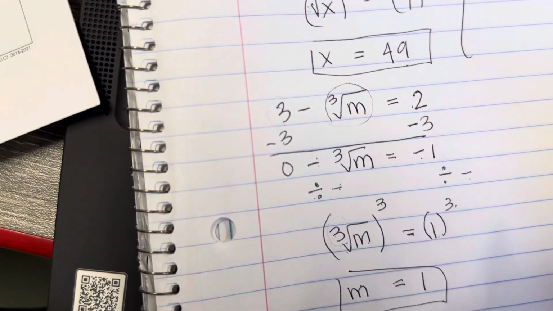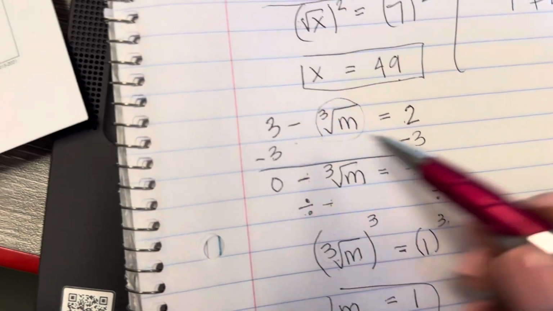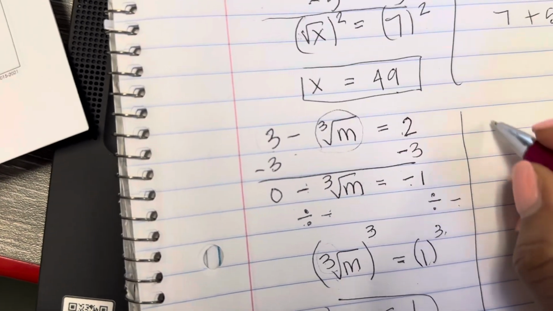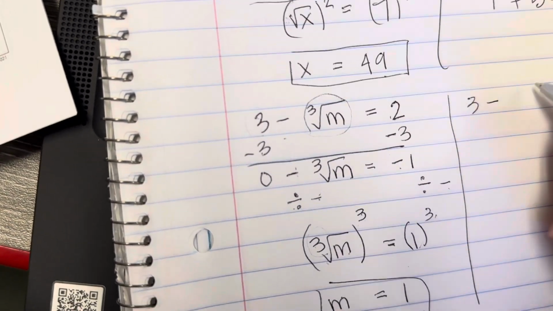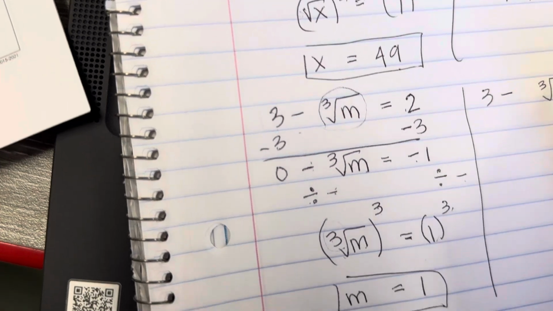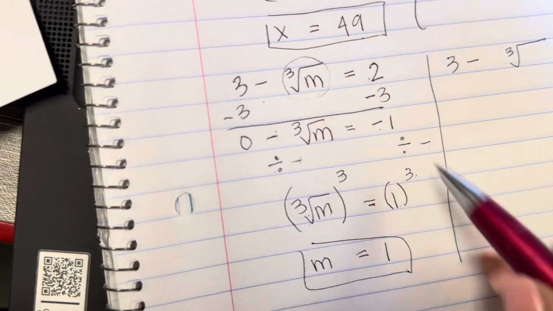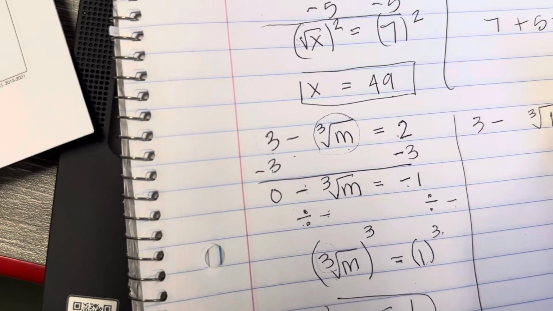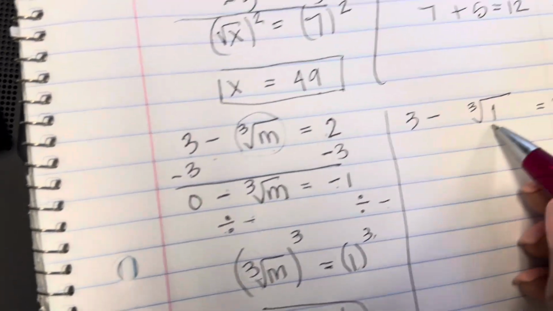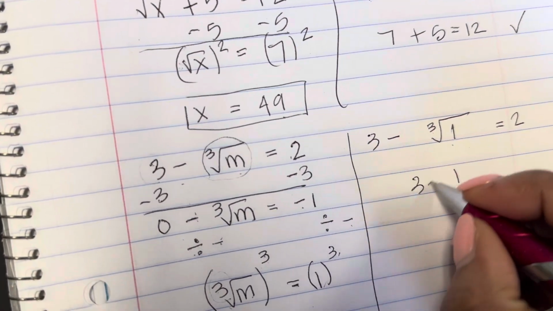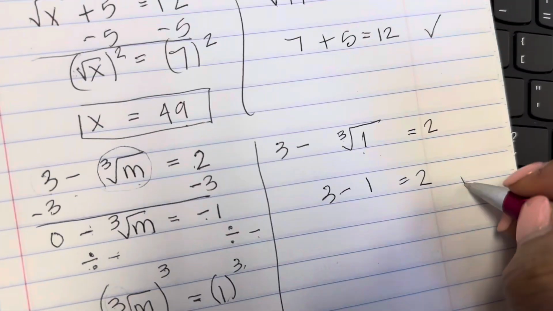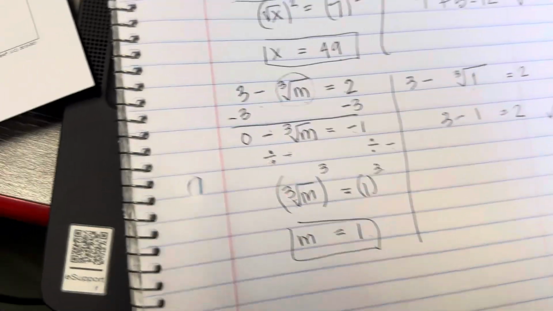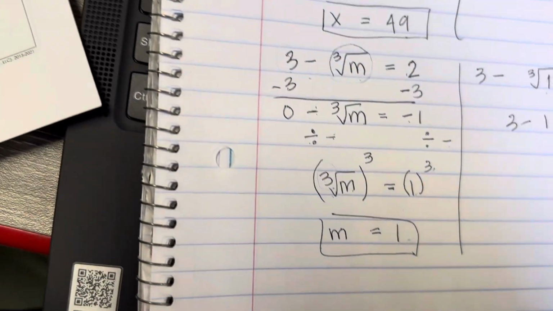Make sure you double check your answer. So 3 minus the cube root of m, we said it's 1, equals 2. The cube root of 1 is 1. 3 minus 1 is 2. So check your answer for extraneous solutions. Let's try another one.